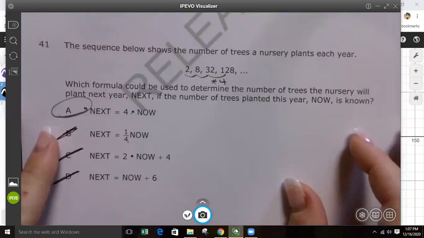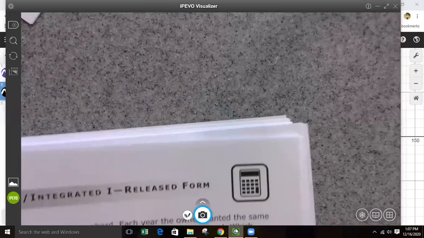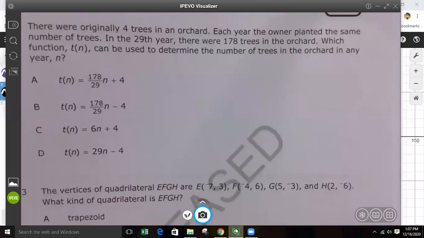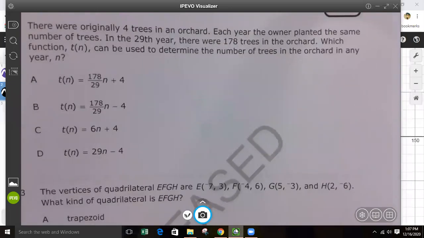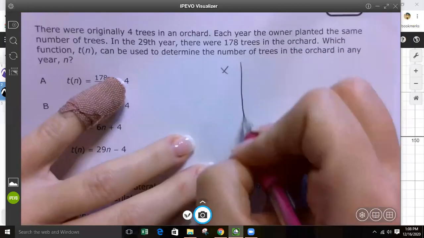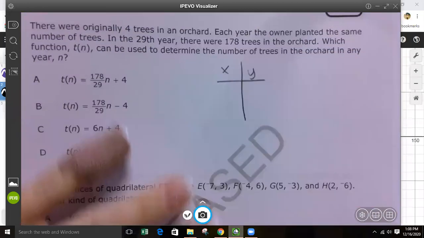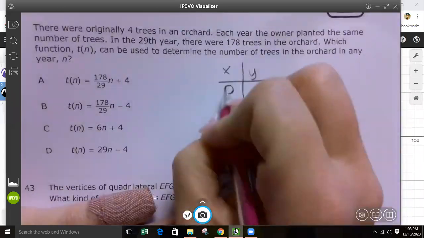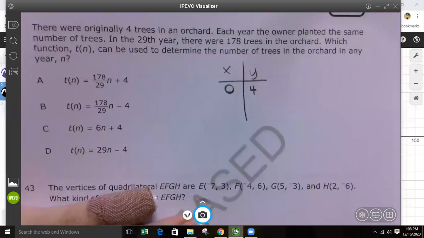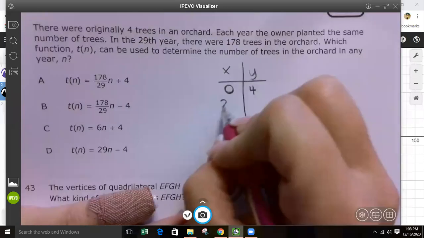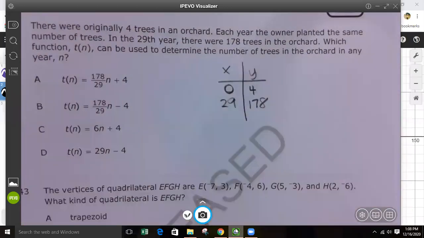All right. Look at the next one. It says there were originally 4 trees in the orchard. Each year, the owner planted the same number of trees. In the 29th year, there were 178 trees in the orchard. Which function T of n can be used to determine the number of trees in the orchard in any year n? So we can make our own table, and that's what I would suggest that you do. Originally means at 0, there were 4. And then in the 29th year, there were 178.